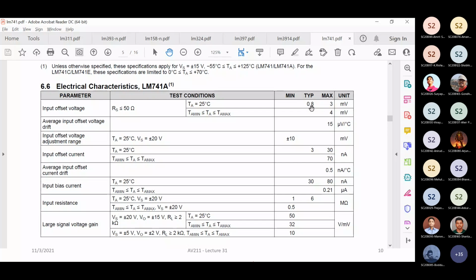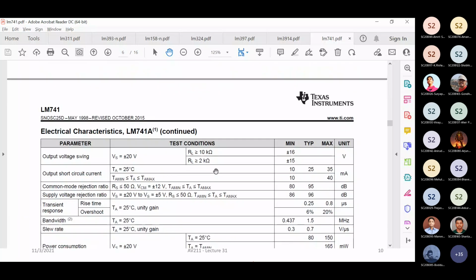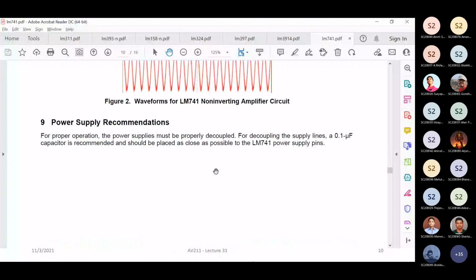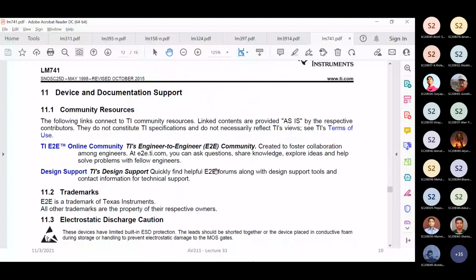So typically if it is 0.8 millivolt, now at 55 degrees, it will be 0.8 millivolt plus 15 microvolt per degree centigrade into 30 degrees. Okay. So that will be the voltage. So there is a drift. I'm not sure whether they have given those plots. Usually these people have not given them here.